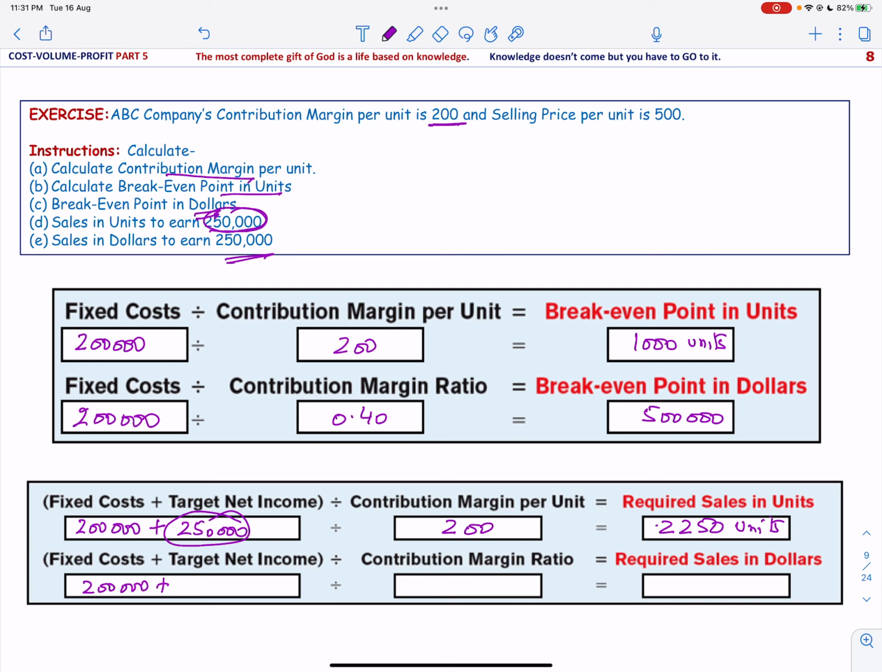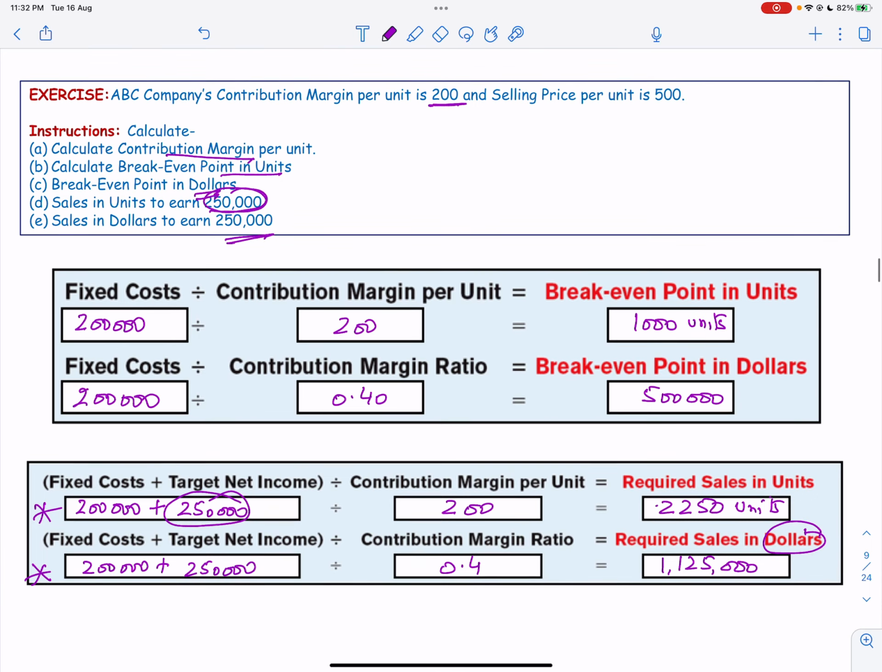And if we want to earn sales of 250,000 profit, so once again 200,000 plus 250,000 divided by contribution margin ratio, and that is 0.4. So this will be $1,125,000. Okay, so this is sales in dollars and this is sales in units to earn the required expected profit.